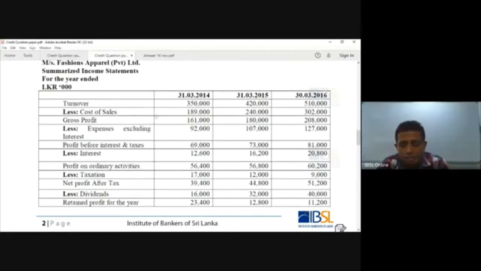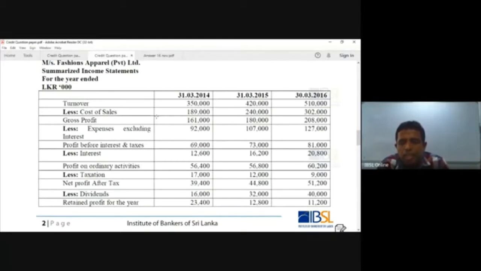Purchases have not been given. You have to calculate that. Normally we calculate the cost of sales. Cost of sales equals beginning inventory plus purchases minus closing stock. I repeat, cost of sales equals beginning inventory plus purchases minus closing stock. Then you have cost of sales.